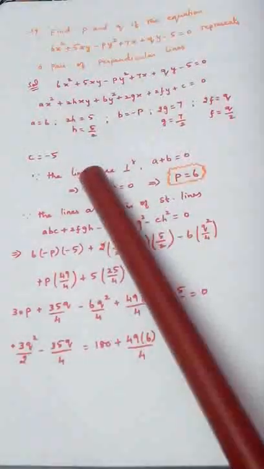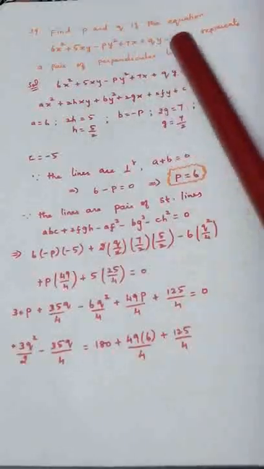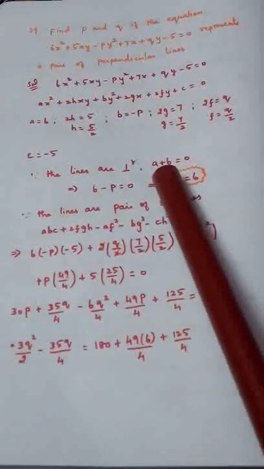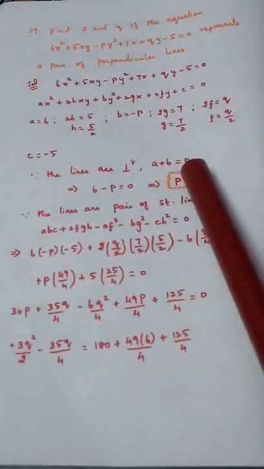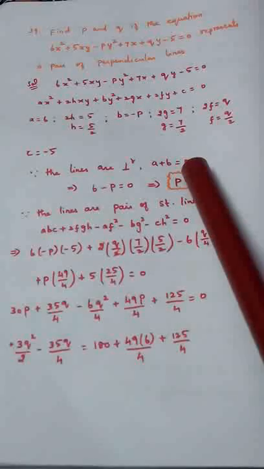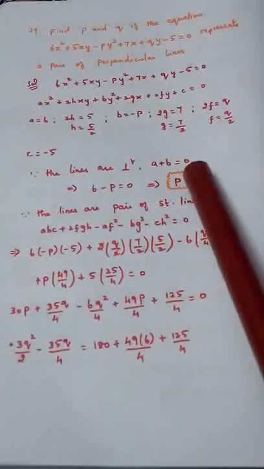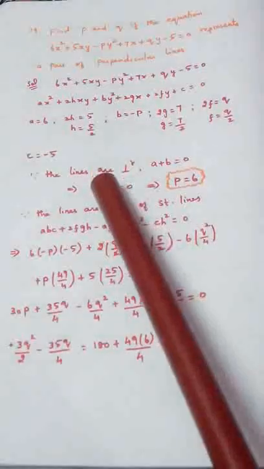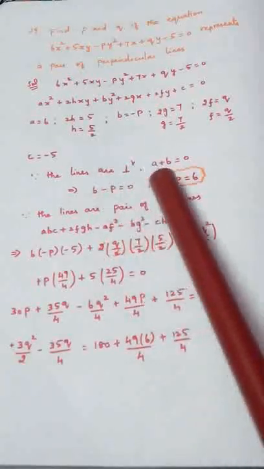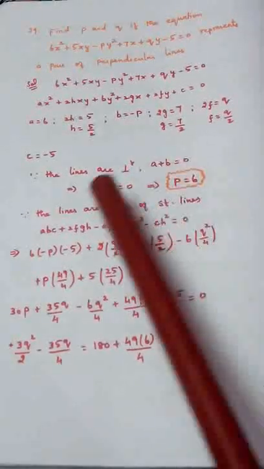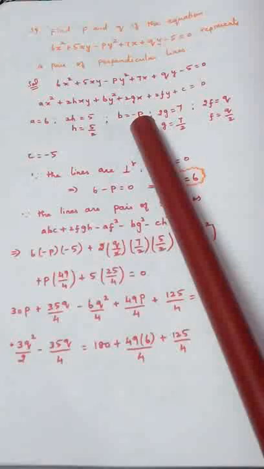Now it is given that the lines are perpendicular lines. What is the condition for perpendicular lines? a plus b equal to 0. In fact, even in the last sum we have seen a plus b equal to 0 means the lines are perpendicular. Here they have given lines are perpendicular, so we are taking a plus b is 0. a value is 6, b value is minus p.